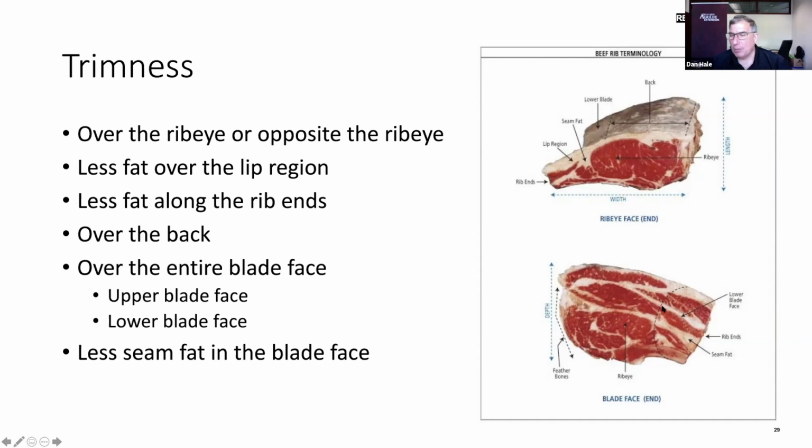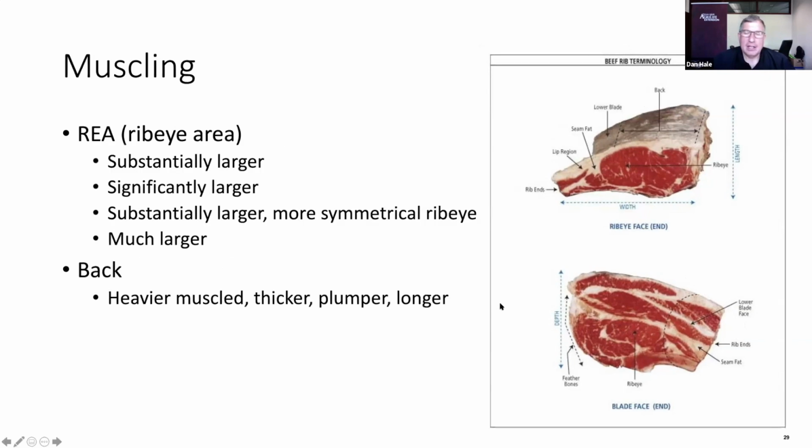In that area. Lower blade, because it's below the scapula or the blade bone. So muscling, we look at the area, the size of the two ribeyes. That's the most important muscle in both cuts. That's important on both sides. We also look at the turn to the top. Notice this is a round muscle.